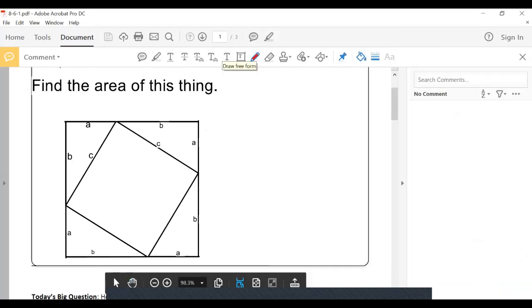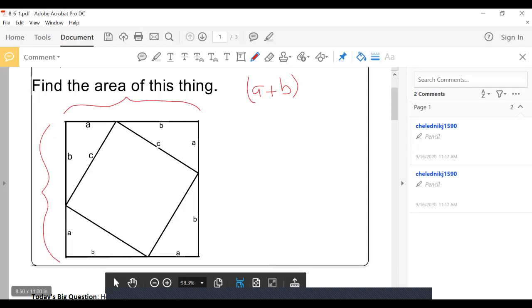So to find the area of a square or a rectangle, you do length times width. This length right here is A plus B. I need to multiply that by the width, which is also A plus B.